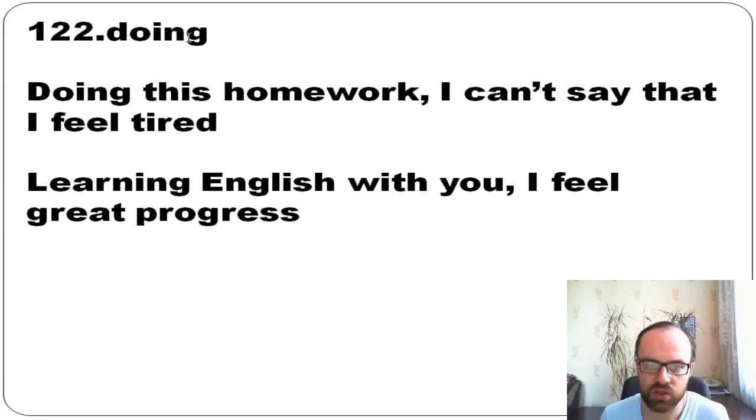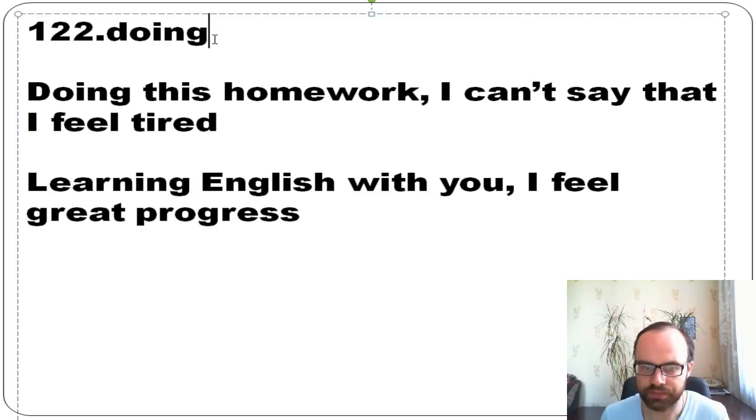Okay, next, doing something. So many people use this structure because we often meet it. So doing this homework, I can't say that I feel tired. It means that when I do this homework, I can't say that I feel tired. So it's just one structure. Doing this homework, for example, learning English with you, I feel great progress. Or I can say it another way, I learn English with you and I feel great progress.